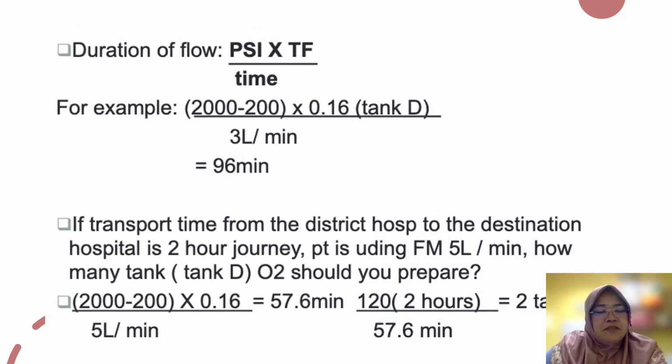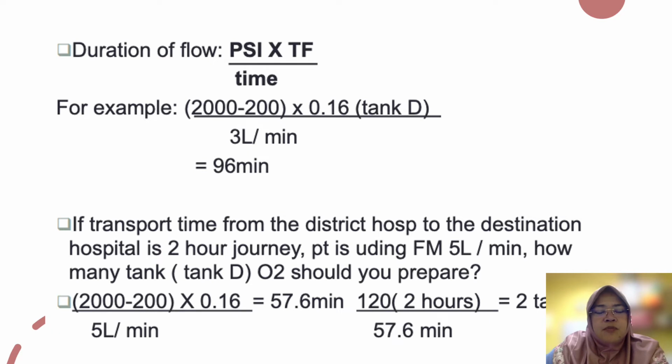So now remember the formula. Duration of flow is PSI times tank factor divided by flow rate. For example, just now, 2000 PSI minus 200 PSI times 0.16 for the tank factor of tank D, divided by 3 liters per minute flow oxygen on nasal prong, equals 96 minutes.